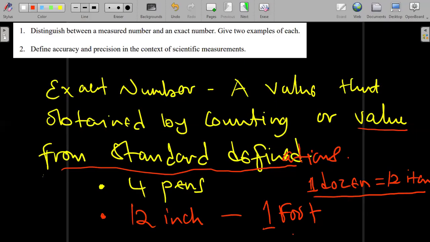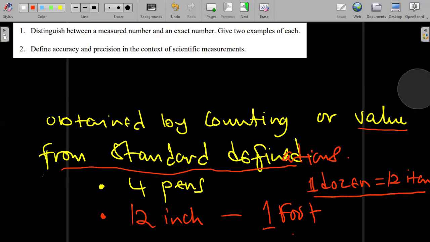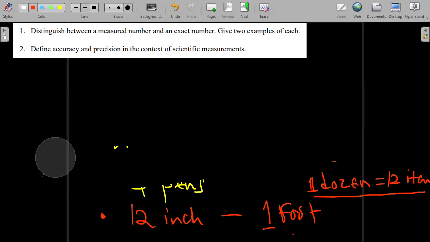So that is it on question 1. We've defined a measured value and gave examples. We've defined an exact number and also gave examples. So I'm sure there are no questions here. If there are any questions, you're free to ask.